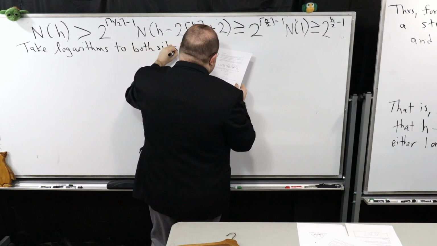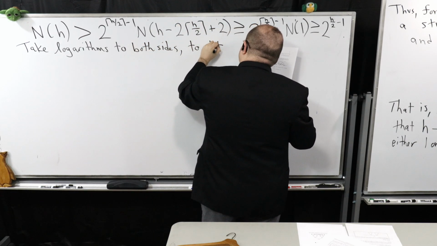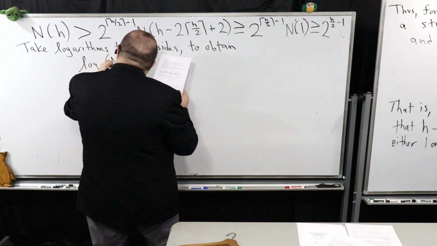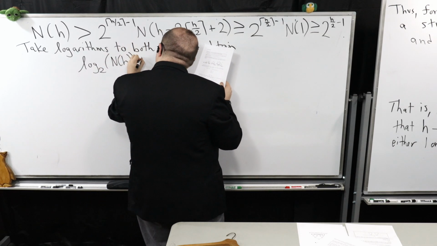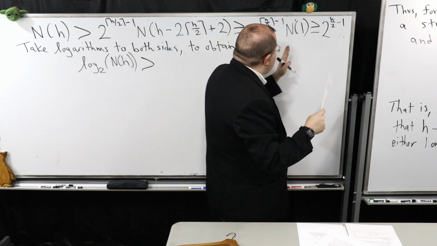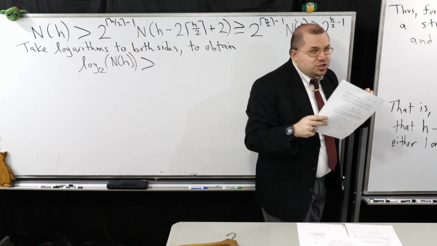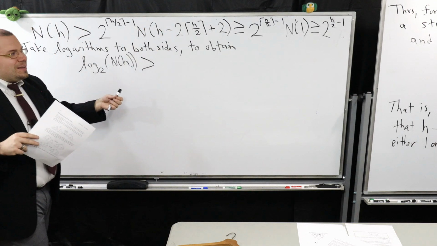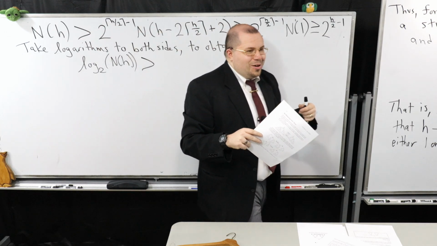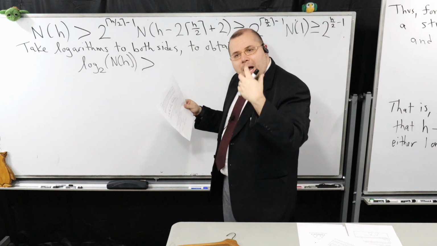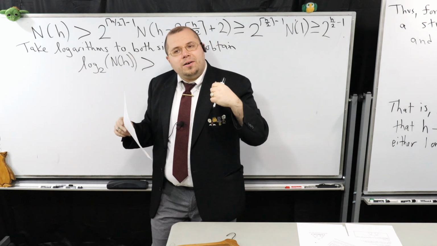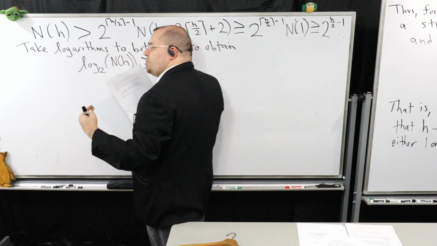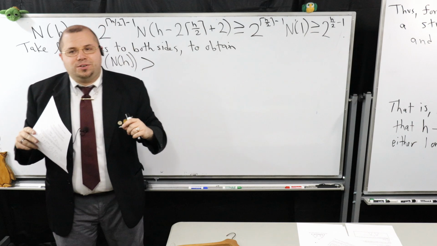So let's take logarithms to both sides to obtain the following. Let's see what happens. I end up with log base 2 of n of h, which is strictly larger than log base 2 of 2 to the power of h over 2 minus 1. Now it's 2 to the something in a logarithm of base 2, so I can just use the power rule of logarithms. I can drop that h over 2 minus 1 out front, and I end up with log base 2 of 2, which is what, everybody? What's log base 2 of 2?